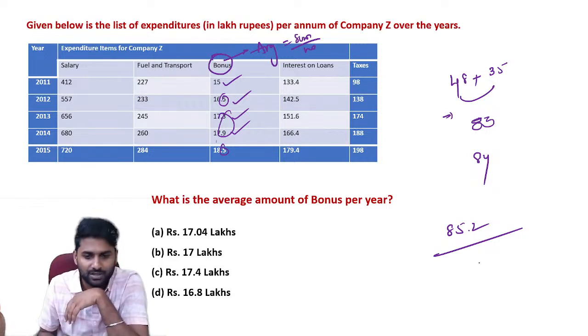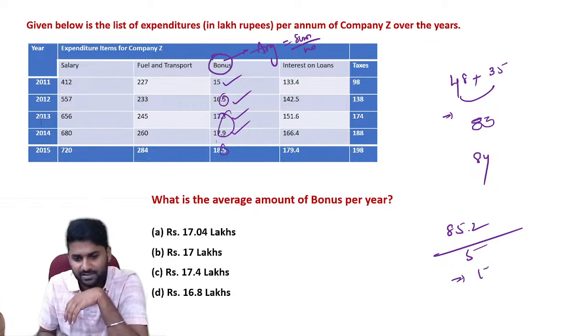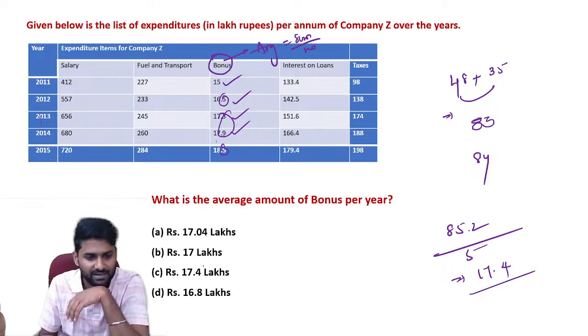And we have a total of 5 years. So it is exactly 17 point 0 4. Answer: 17.04 lakhs.